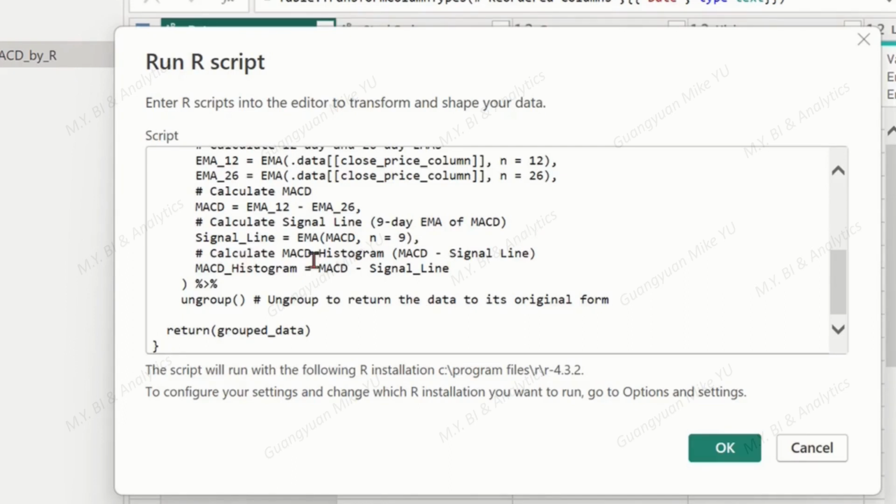Finally, it computes the MACD histogram, which is the difference between the MACD line and the signal line. After the calculations are done for each group, it ungroups the data and returns the modified dataset with MACD-related columns added.